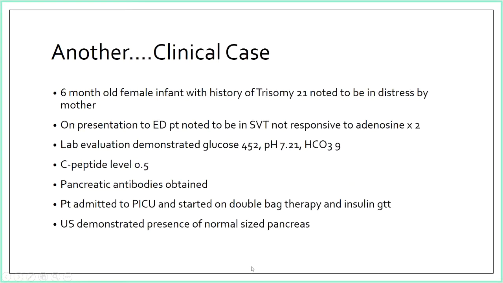And we have another clinical case. So you have a 6-month-old female infant with a history of trisomy 21, noted to be in distress by mother. They presented to an emergency department where she was noted to be in SVT, not responsive to adenosine times 2. Lab evaluation demonstrated a glucose of 452 with a pH of 7.21 and a bicarb of 9. The C-peptide level was obtained and was found to be low at 0.5. Pancreatic antibodies were obtained, and the patient was admitted to the PICU and started on double-bag therapy and insulin drip for treatment of diabetic ketoacidosis. She also had an ultrasound obtained and it demonstrated presence of a normal-sized pancreas.